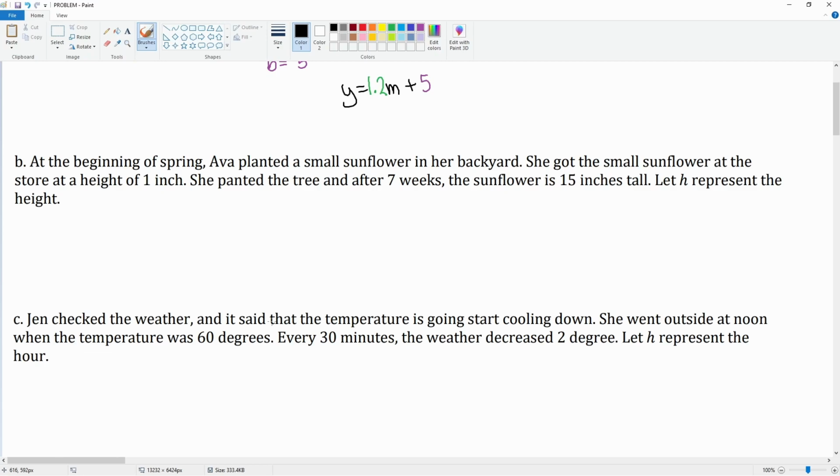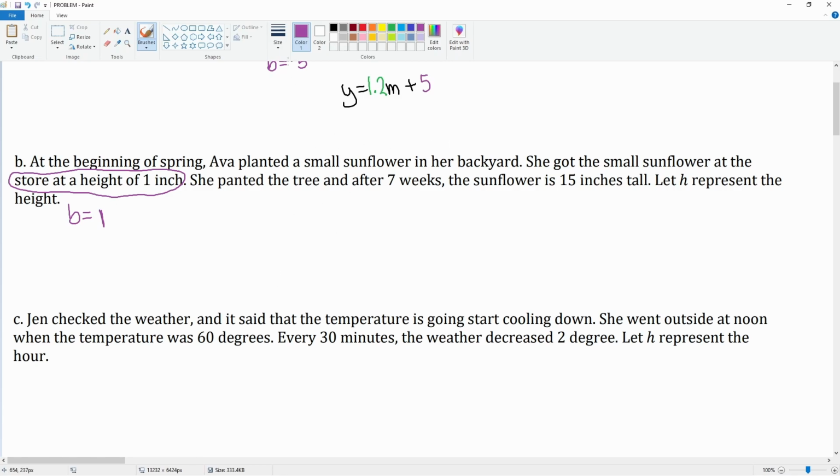Let's look at B. At the beginning of spring, Ava plants a small tree in her backyard. She got the small sunflower at a height of 1 inch. She got it at the store at a height of 1 inch, so this is the y-intercept here. She planted the tree, and after 7 weeks, the flower is 15 inches tall.